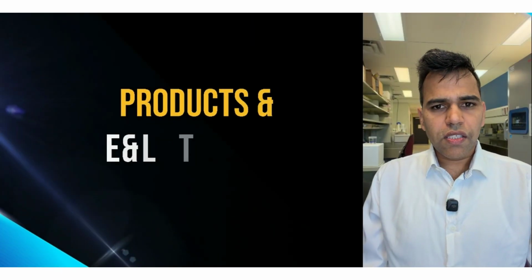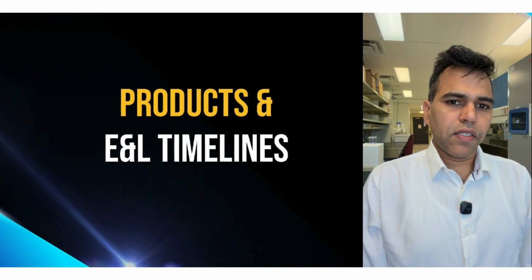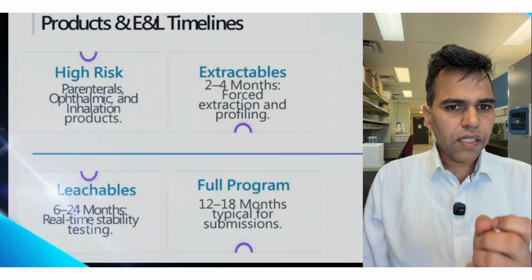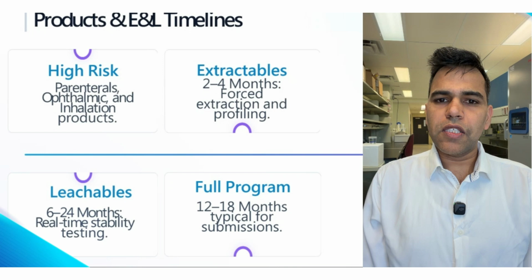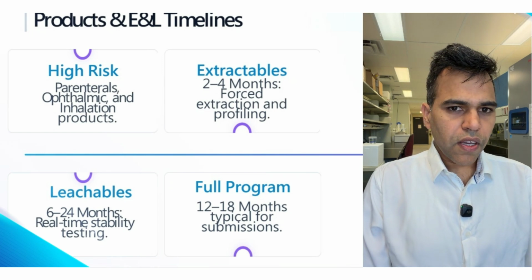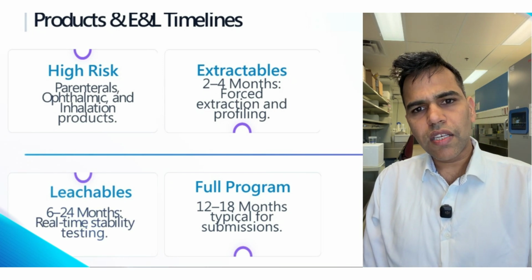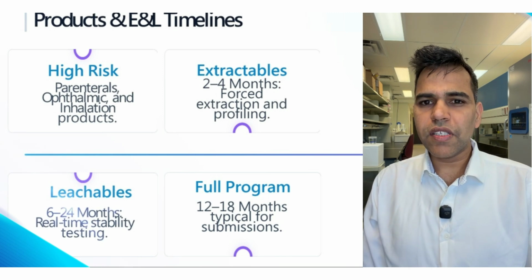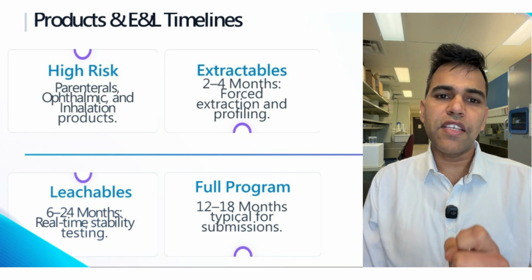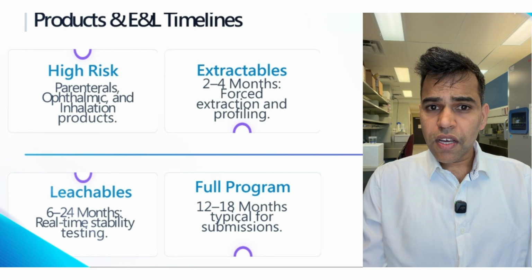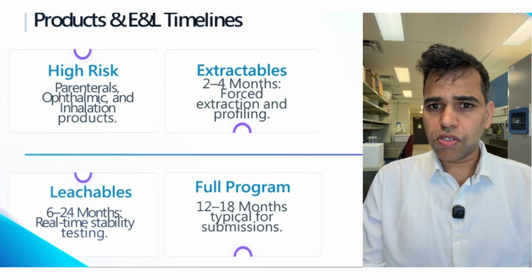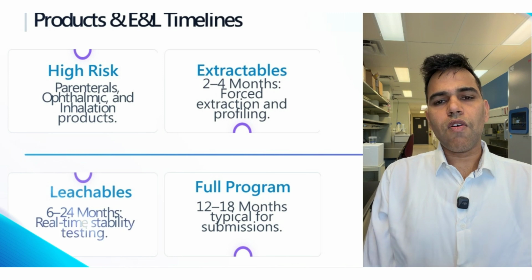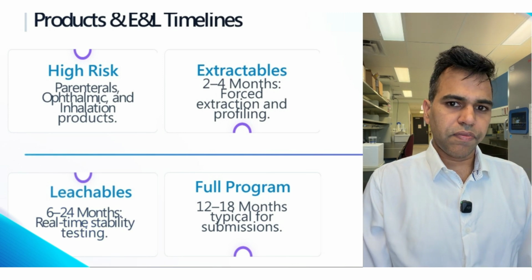Now, products and E&L timelines. Let's talk about timelines, because this is where most companies make mistakes. Extractable studies may take only a few months, but leachable studies can take more than a year. So if the planning is not done early, regulatory delays are almost guaranteed.